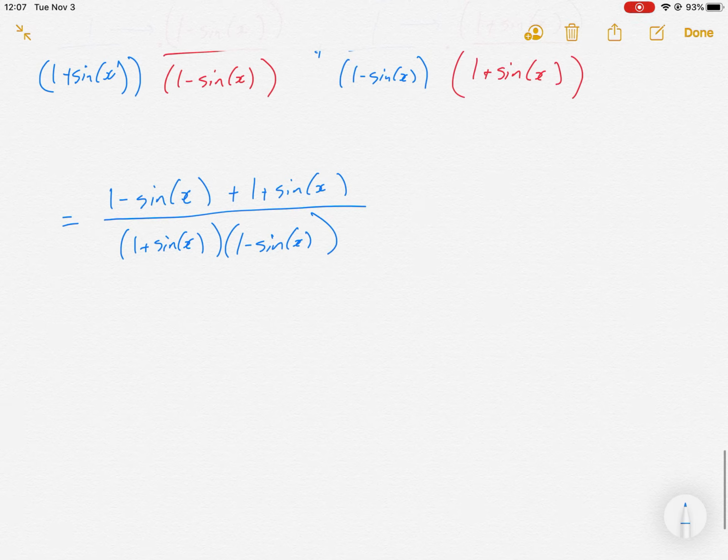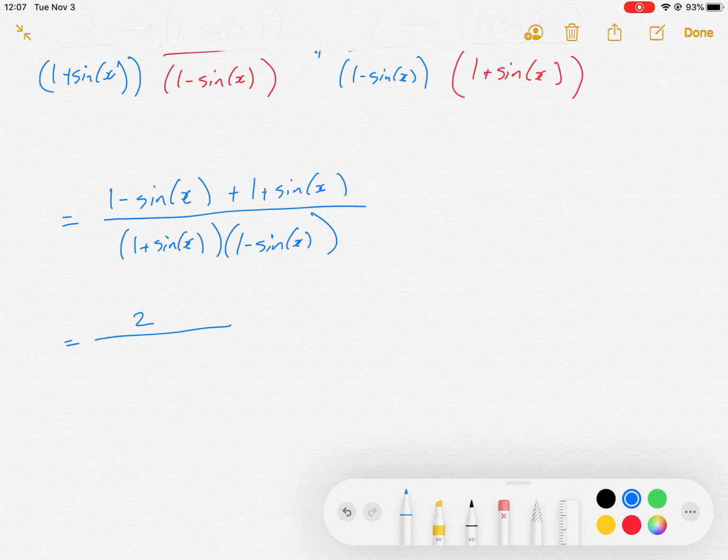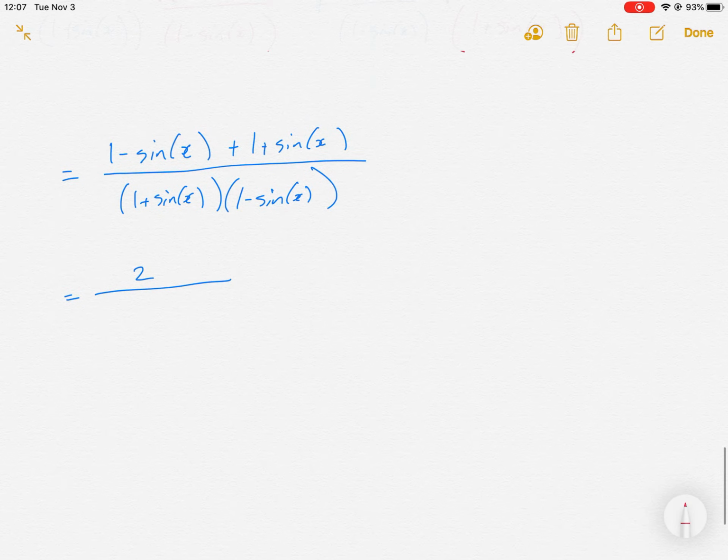The numerator we can clean up a little bit more. 1 plus 1 gives me 2. Negative sine of x plus sine of x is just 0. So I have 2. Now in the denominator we might need to do a little bit extra work. So I'm going to just show you real quick what this comes out to.